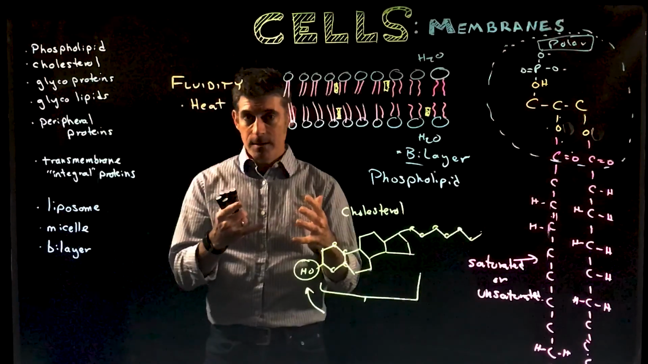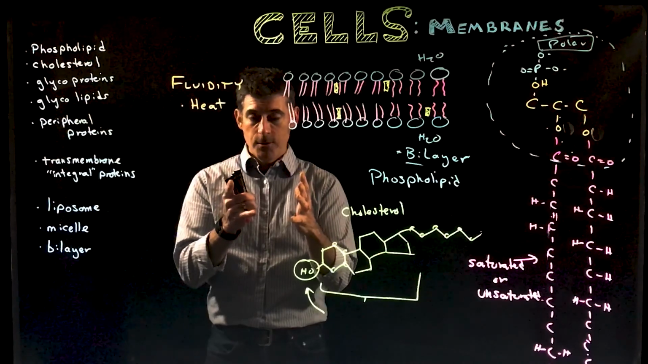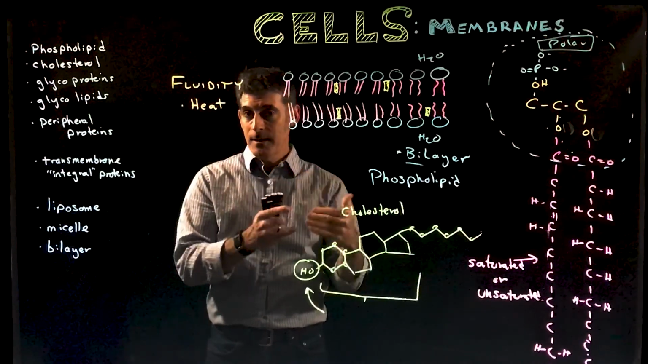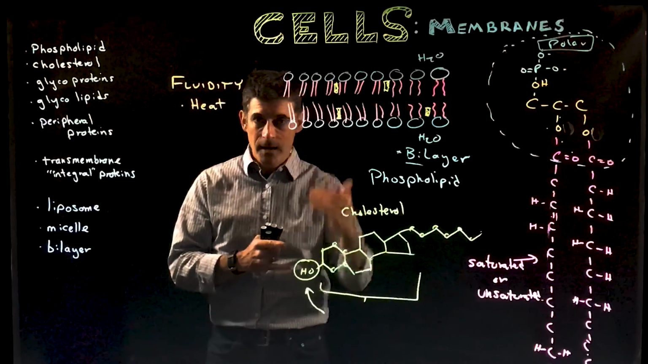If you decrease the heat, the molecules move slower and tend to be closer together, and the membrane becomes less flexible. It becomes more solid and rigid. Okay, so heat of the environment is going to change it.